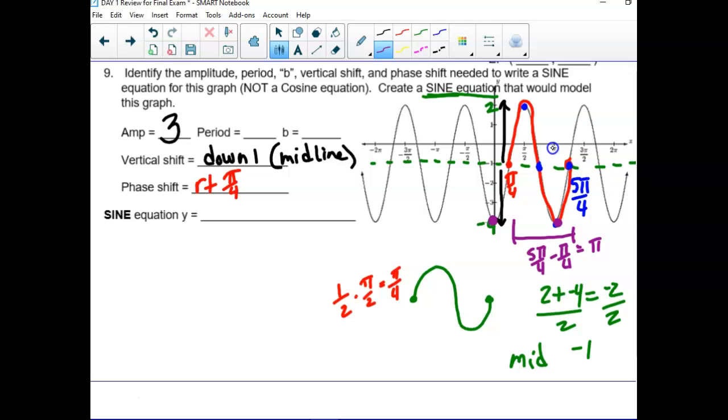Okay, it doesn't matter what you're calling it. The time it takes to start, you know, you could go from here to here, or you could go from here to here. As long as it finishes one cycle, that's the period. So the period is pi, which makes 2 pi over pi, the b value, which is just 2. All right, can anybody put it all together? Y equals?